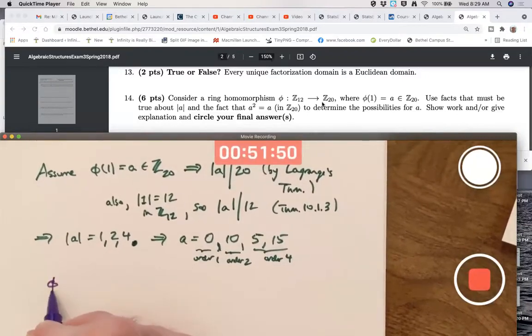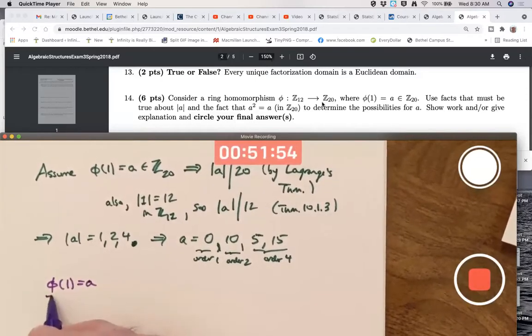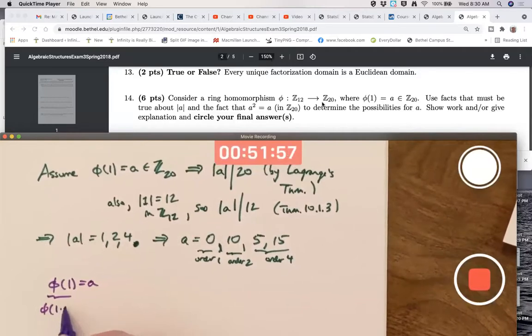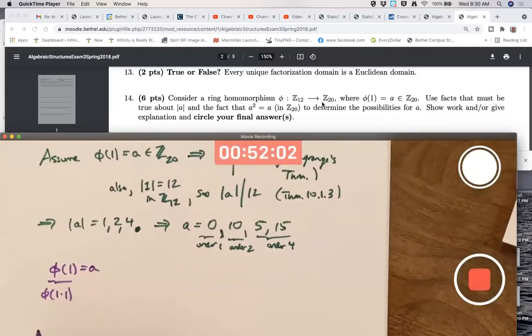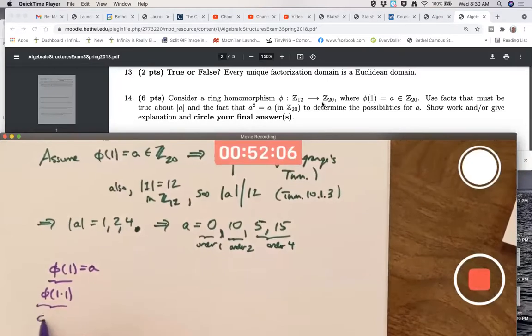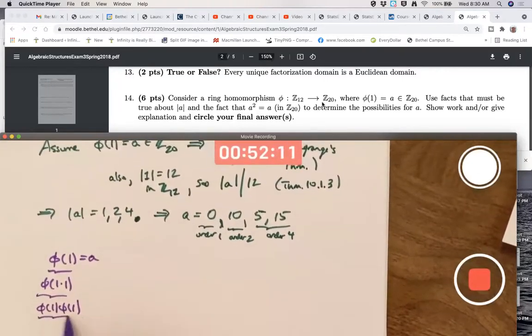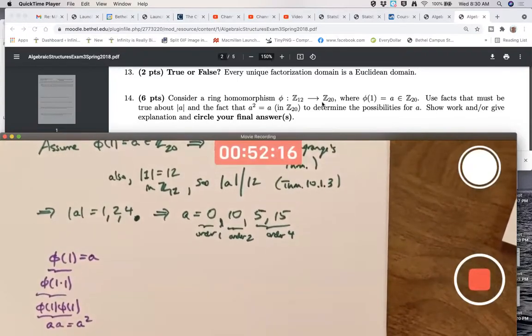We know phi of 1 equals A, but this also equals phi of 1 times 1. Since 1 equals 1 times 1, and phi is operation preserving with respect to multiplication, this also equals phi of 1 times phi of 1, in other words, A times A. So no matter what, A squared must equal A.